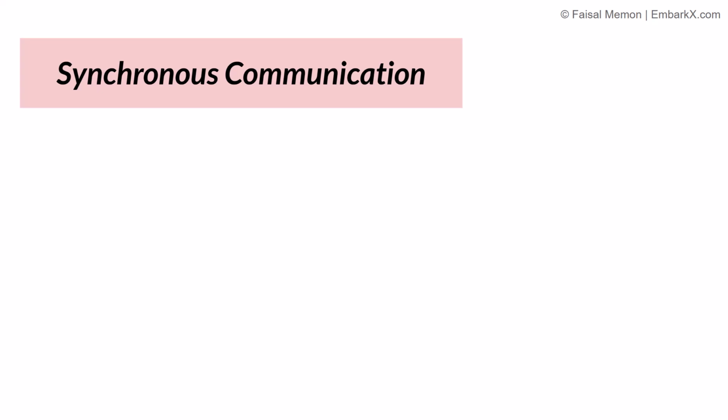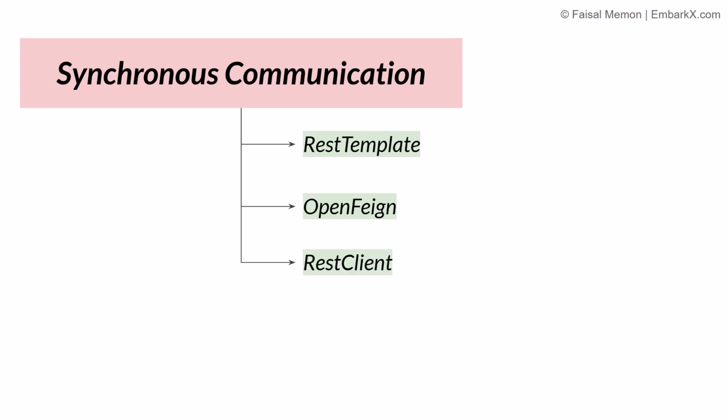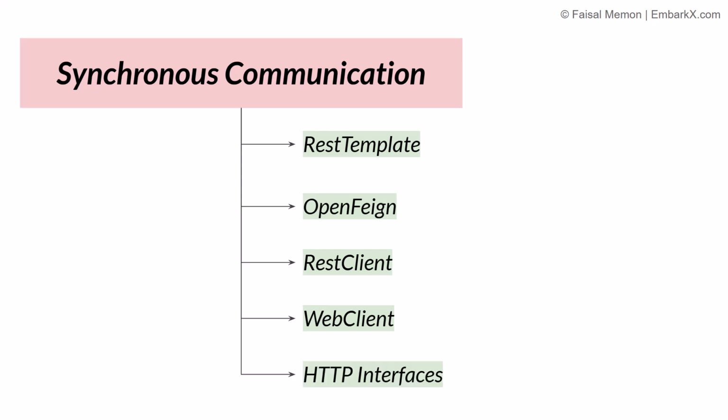Okay, so let us talk about different ways. Different ways include making use of RestTemplate. You have something called OpenFeign that you make use of. You have REST clients, you have WebClient, and then you have HTTP interfaces. Okay, so these are the different ways in which you can do synchronous communication in microservices, right? Now, if you're not aware of any of this, don't worry. We'll take a look at each and every term and we'll understand this.